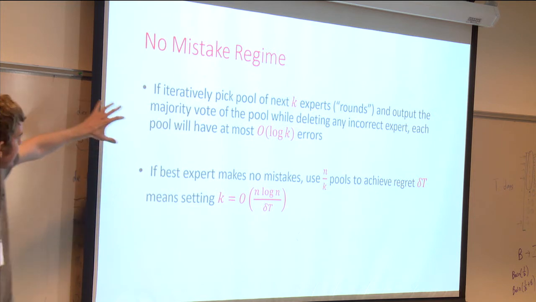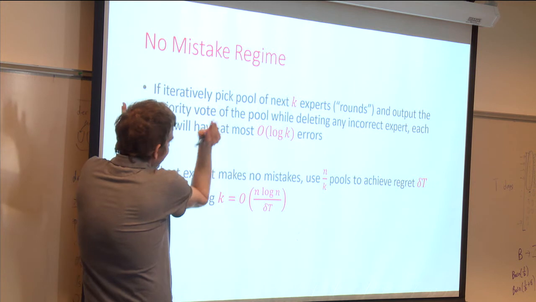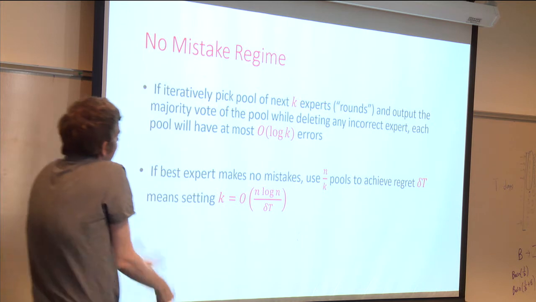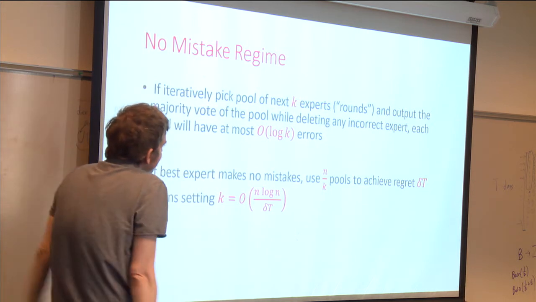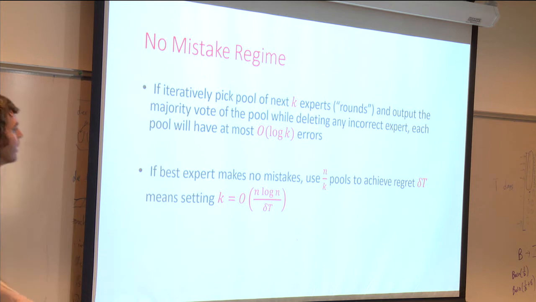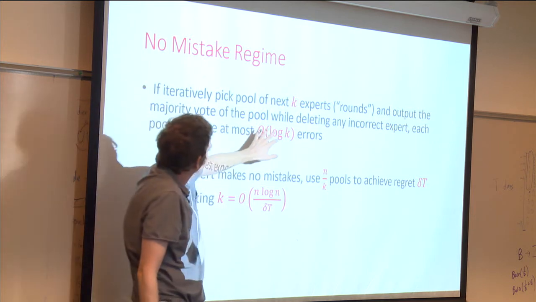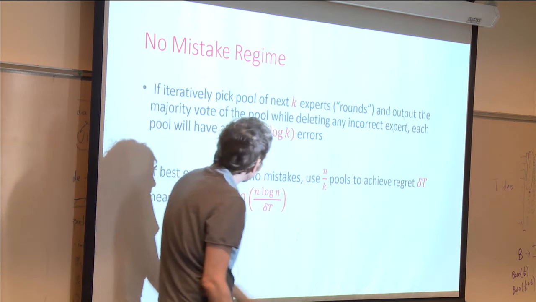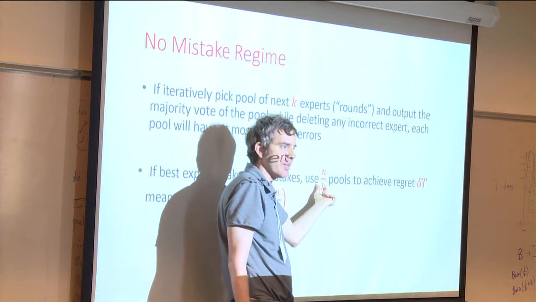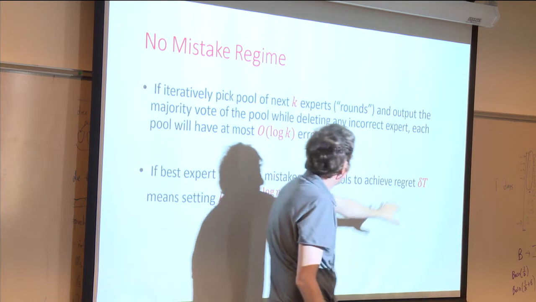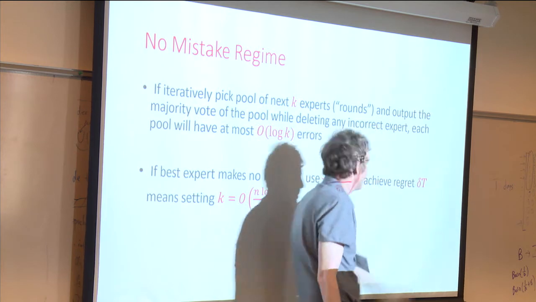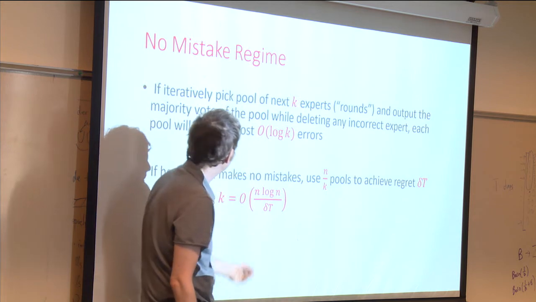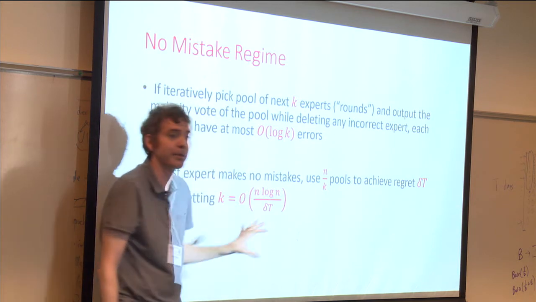This is a simple algorithm where I'm just saying, take k experts, and whenever someone is wrong, throw them away. You won't throw away the best expert because you're in the no mistake regime. And every time you make a mistake, since you took the majority, half of those guys are thrown out, right? So you have log k errors on a pool, and you could have potentially n over k pools until you get to the best expert. You want to make a total number of mistakes of delta t. So you just solve for k. N over k times log k equals delta t. And you get a pool size which is roughly n over delta t.